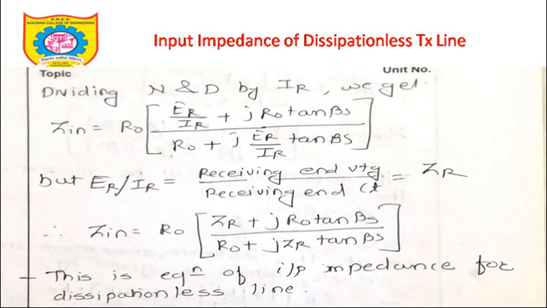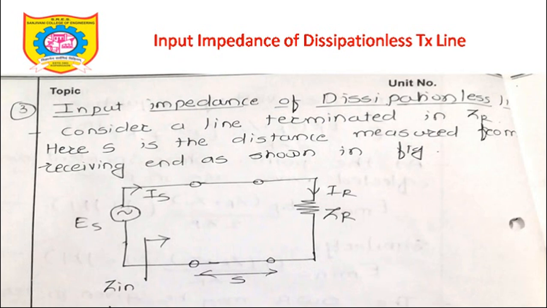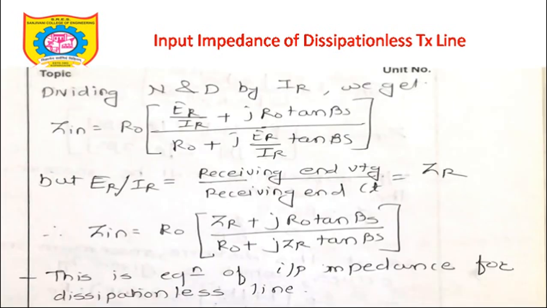Now what is ER upon IR? I will go back to this particular diagram. If I assume the voltage across ZR as ER, I know the voltage at the receiving end ER, and I know the current. So ER upon IR, voltage divided by current, is equal to impedance. So I can replace ER upon IR by ZR, and that is the thing I am going to do.